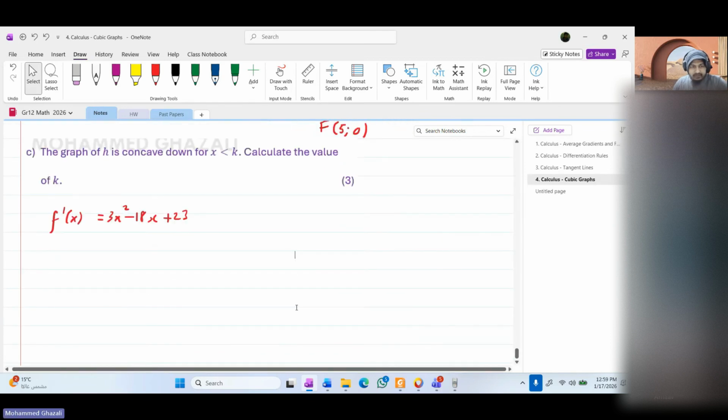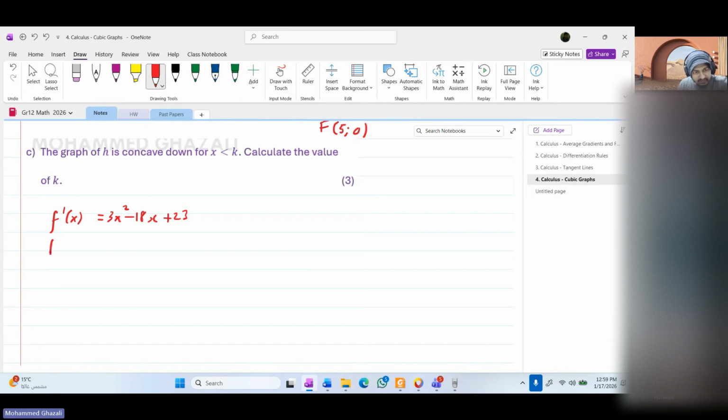What is f double derivative? F double derivative, 3 times 2 is 6, 6x minus 18. And when is it concave down? It is concave down when f double prime x is less than 0. And greater than 0 will be concave up. Remember I showed you that. When is it concave down? Concave down when f double prime x is less than 0.